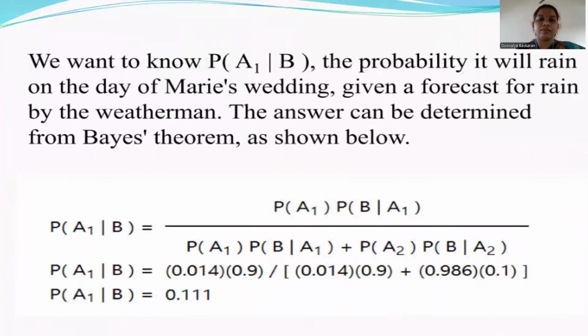We want to know probability of A1 given B: the probability it will rain on the day of Mary's wedding, given the forecast for rain by the weatherman. The answer is determined by probability of A1 given B equals probability of A1 times probability of B given A1, divided by probability of A1 times probability of B given A1 plus probability of A2 times probability of B given A2. On simplification, we get probability of A1 given B equal to 0.111. This is the probability of rain given the prediction.